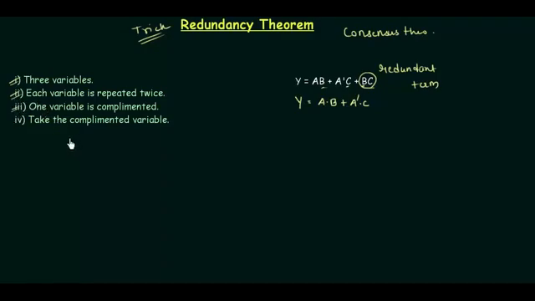Condition number 3 says one variable is complemented, and A is complemented, whereas B and C are not complemented. And the last condition says take the complemented variable. You have to take the terms in which the complemented variable is there. A was complemented, so I took AB, or A complement C. In the last term there was BC but no A, therefore I omitted BC. So this is how you have to use the redundancy theorem. It is a very simple trick to apply, and you can also prove it. So let's first prove it, then we will see a few more examples on it.